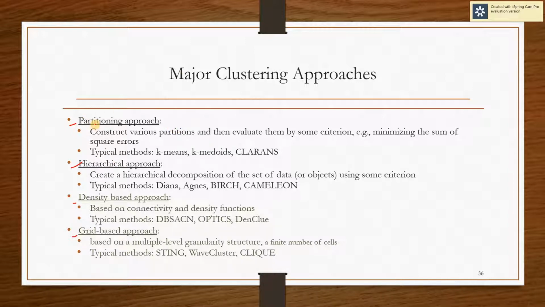In the partitioning approach, it is constructing various partitions, and then we evaluate them with some criterion. For example, we minimize the sum of square error. The typical methods of the partitioning approach would be k-means, k-medoids, and also CLARANS. The hierarchical approach is a method to create a hierarchical decomposition of the data or objects using some criterion. The typical methods of hierarchical would be DIANA, AGNES, BIRCH, and also Chameleon.